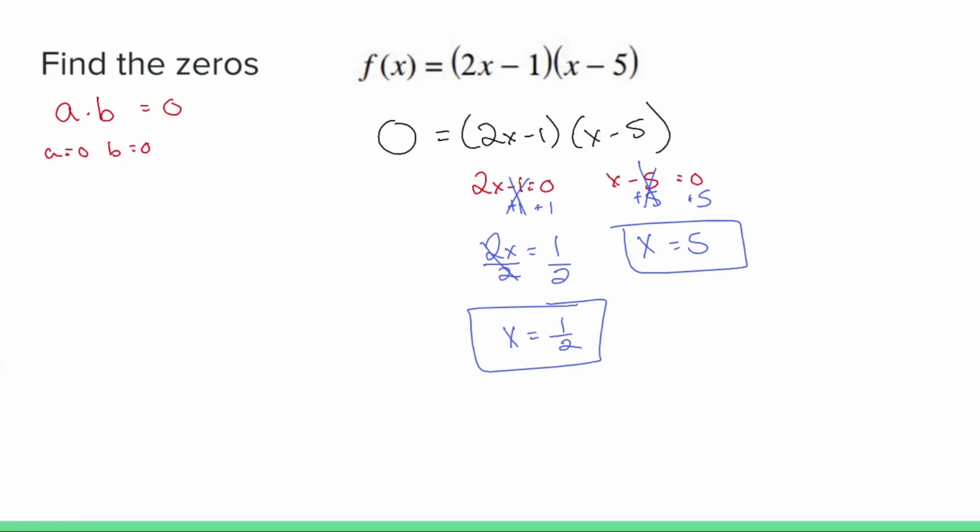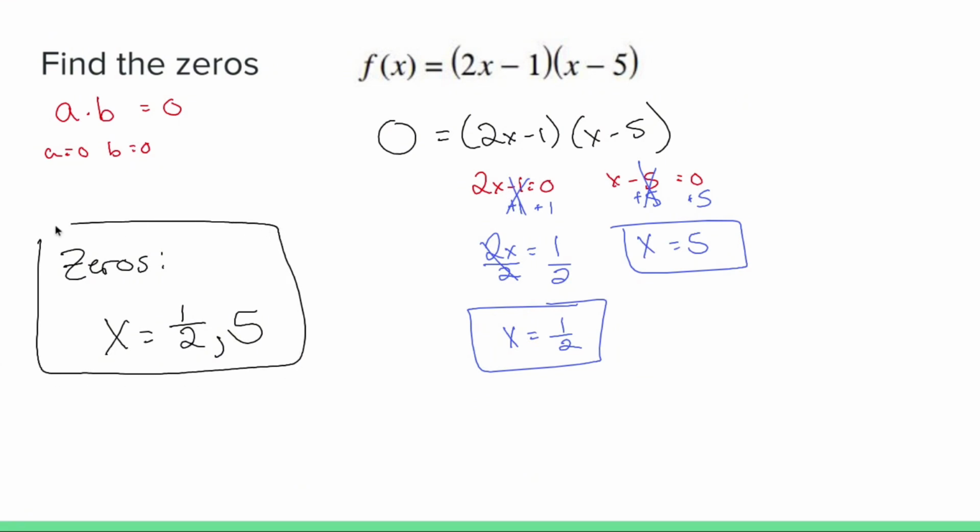So my zeros are going to be x = 1/2 and also x = 5. And that is how you do it.